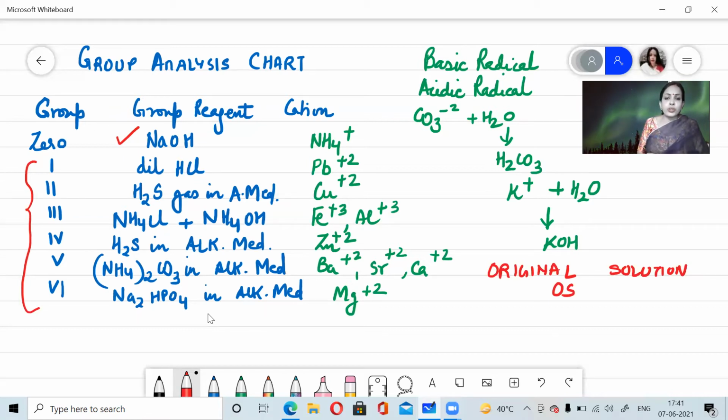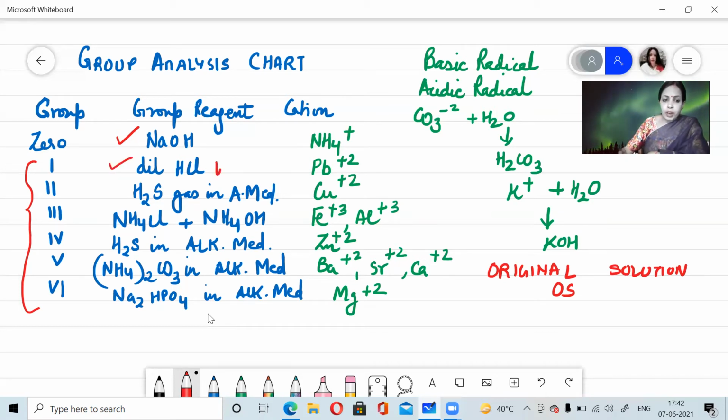Yes, you can use distilled water depending upon the given salt and its solubility. So once the original solution is prepared, then as I mentioned earlier, you will be adding the group reagent. If you get a particular precipitate, it confirms the presence of the group. And if you don't get the precipitate, it records the absence of the group. So let's see. Now for group 1, once the OS has been prepared, we add dilute HCl.